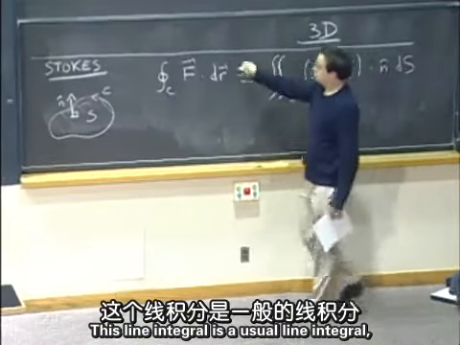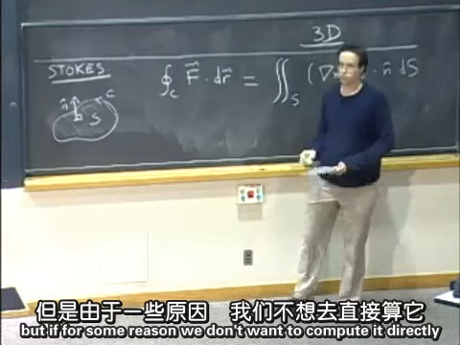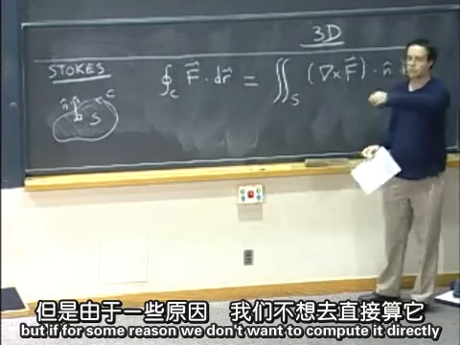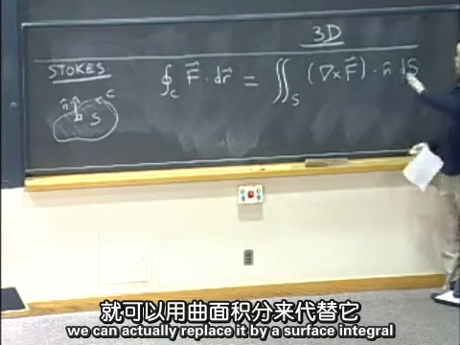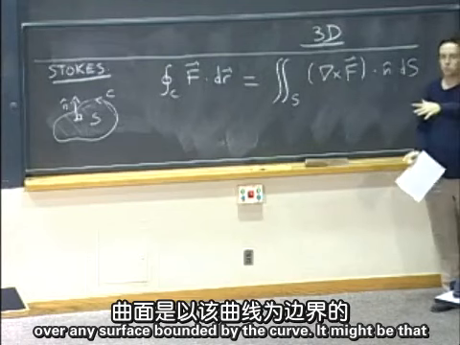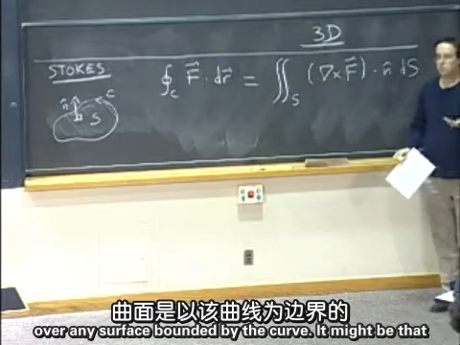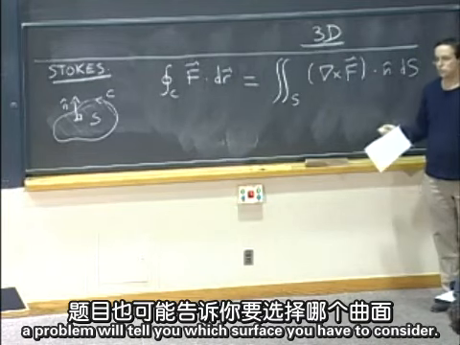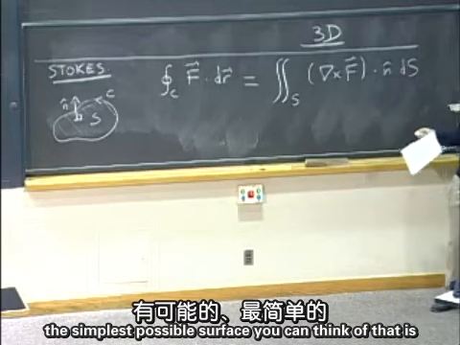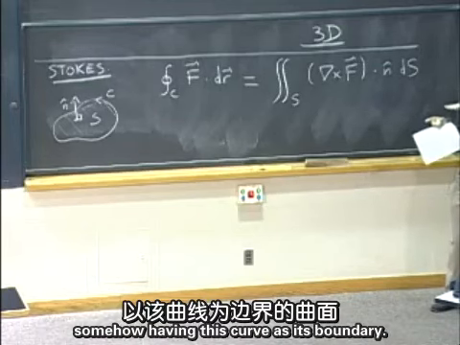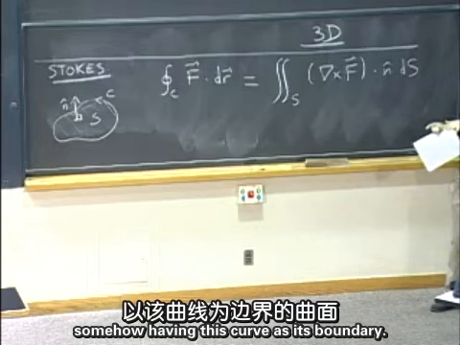Okay, so this line integral, it's a usual line integral, but if for some reason we don't want to compute it directly, we can actually replace it by a surface integral over any surface bounded by the curve. So it might be that the problem will tell you which surface you have to consider. It might be that you'll be left to choose the simplest possible surface you can think of that has this curve as its boundary.